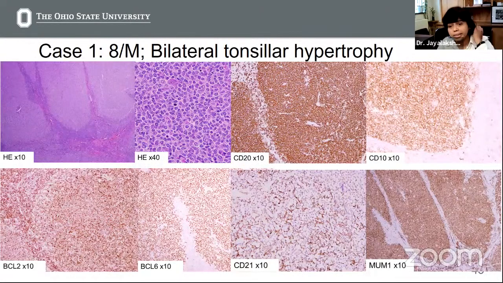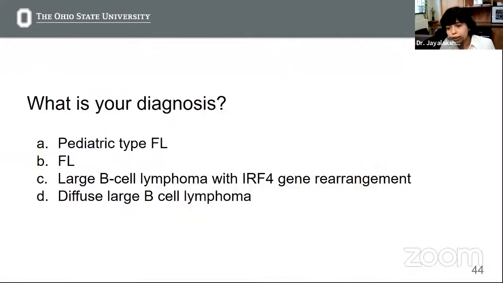So this is a small boy with bilateral tonsillar enlargement, which shows these expansile follicles, which are composed of large atypical cells, and they are positive for CD20, CD10, BCL2, BCL6, and MUM1, and CD21 shows retained, slightly disrupted FDC meshworks. So what's your diagnosis? Is it a pediatric type follicular lymphoma? Is it a follicular lymphoma? Is it a large B-cell lymphoma with IRF4 rearrangement? Or is it a diffuse large B-cell lymphoma? Could we please get the first poll?